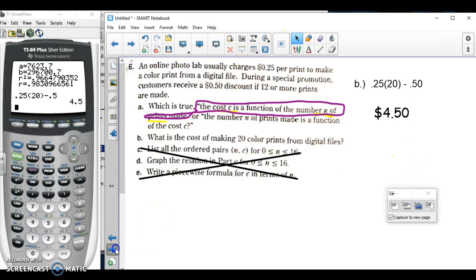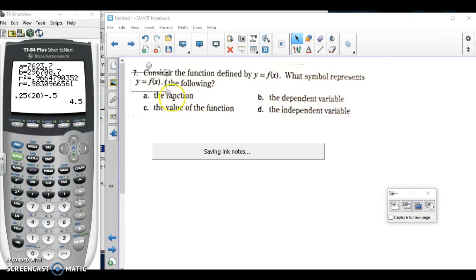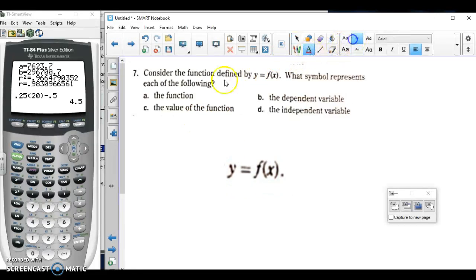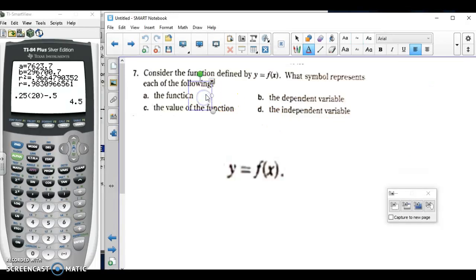That's a question you can ask yourself. All right, next up. Here we have this function, and we want to label the different parts of it. What is what? We have y equals f of x. The function, or the function name, is f. The value of the function is going to be f of x. F of x means what it's equal to.